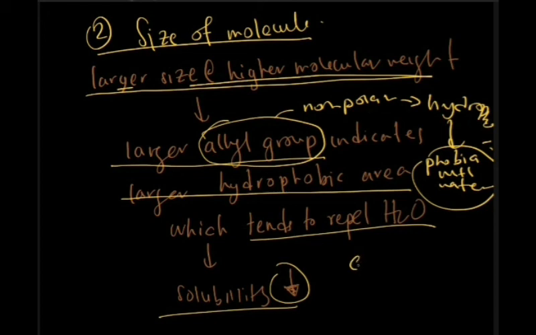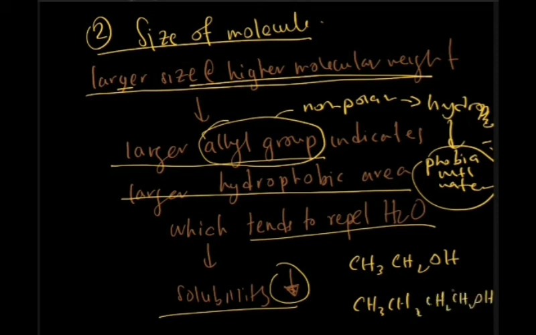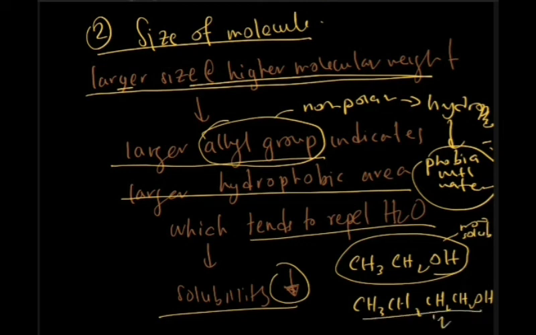For example, you have ethanol with 2 carbons compared to butanol with 4 carbons. Your ethanol is more soluble, your butanol is less soluble, because the alkyl part here in butanol, which is hydrophobic with water, is larger compared to ethanol, which only has a smaller hydrophobic area. Okay, that's all.